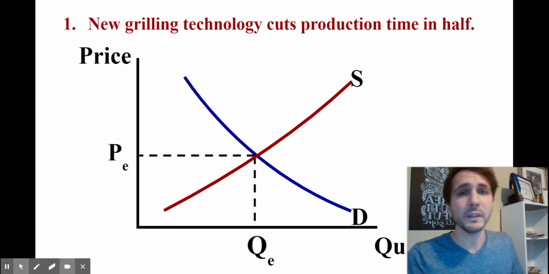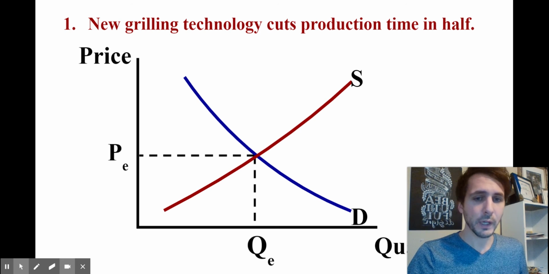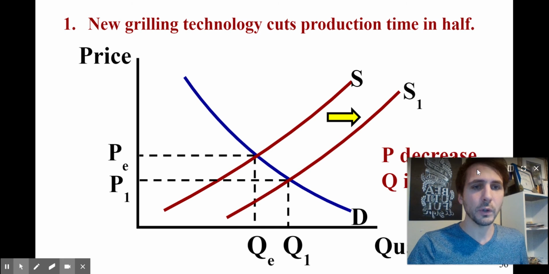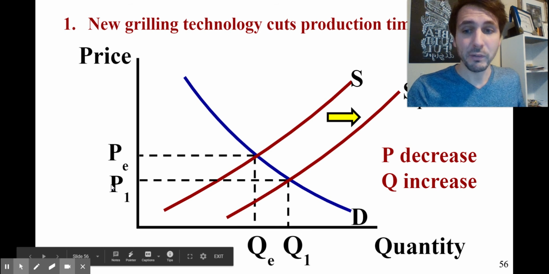So let's say there's a new grilling technology that cuts production time in half. What's going to happen here for hamburgers? Well, supply is going to go to the right. It makes it easier to produce, which means that the price is going to fall and the quantity is going to rise. We have a new equilibrium right here.